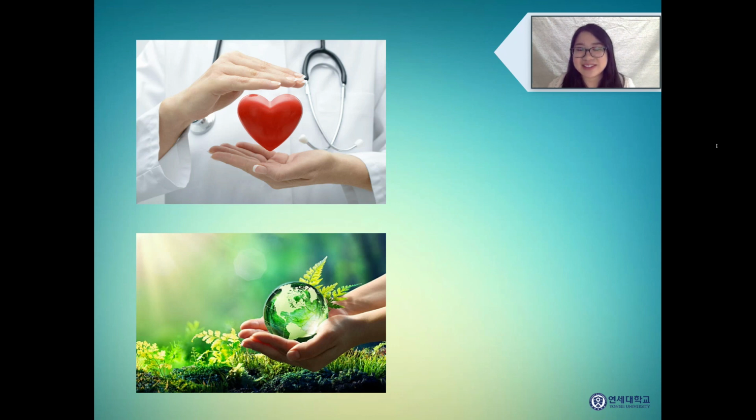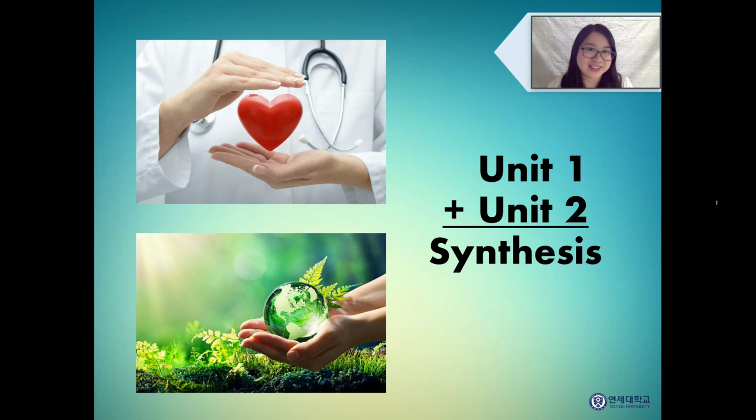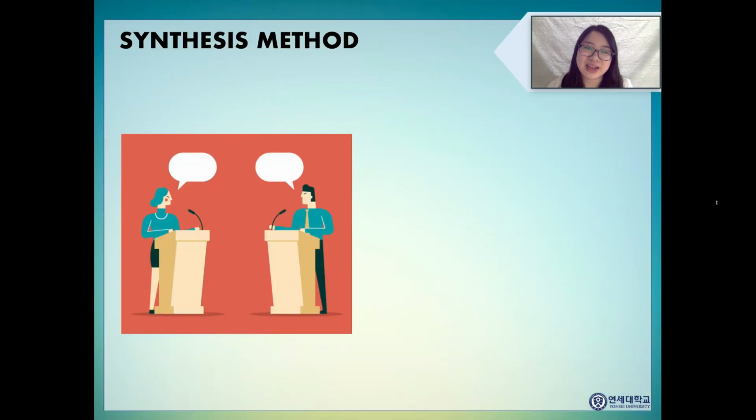Today we're going to have a synthesis of Unit 1, our health, and Unit 2, our environment. And to synthesize these two topics, we're going to learn about debate. Yes, a debate is a kind of argument, but instead of getting angry and fighting with someone, we present our opinions and we justify them using facts. This is a kind of rational conversation. So we're going to learn about debate techniques and how to make an argument in a conversation in English.